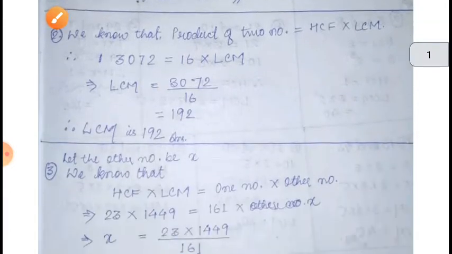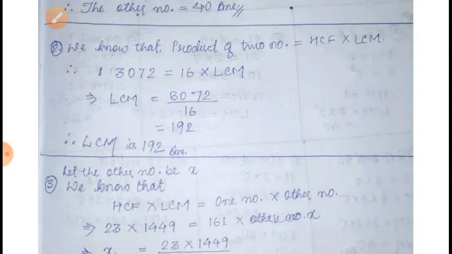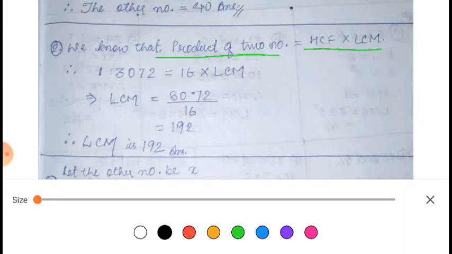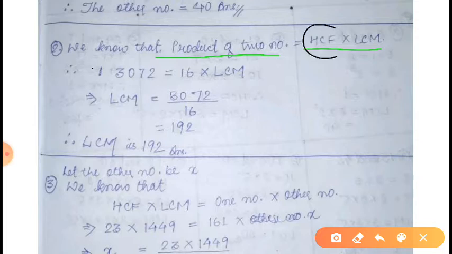Now the next question is also the same. They have told that the HCF of two numbers is 16 and their product is 3072, find the LCM. In this question they have asked to find the LCM, and we know the formula: the product of two numbers is equal to their HCF into LCM. HCF is given here as 16, and the product of two numbers is given as 3072. We have to find the LCM.